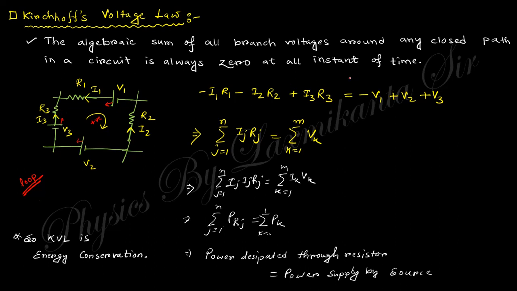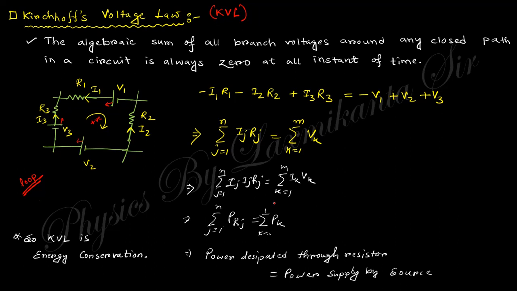So this will be the Kirchhoff voltage law, KVL. This is nothing but the IR and this is VK. If you multiply by the current, that is I squared R, which is the power. This is the power lost through the resistor, and this is the power supplied by the source. So you can say this is power conservation, or in other words, the energy conservation law.